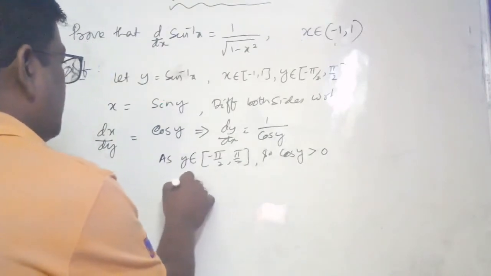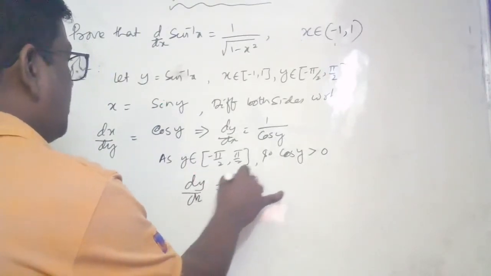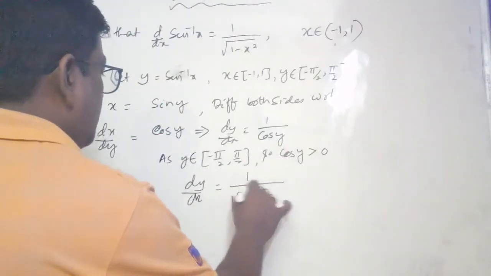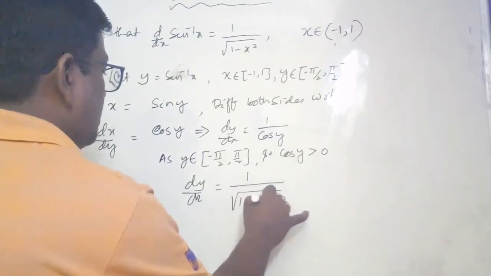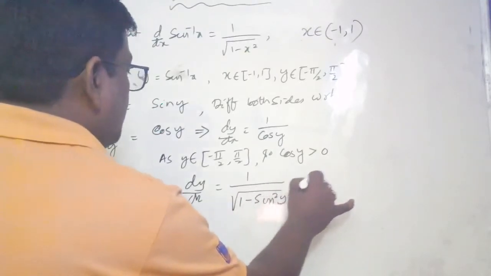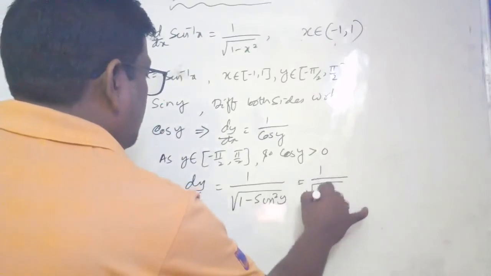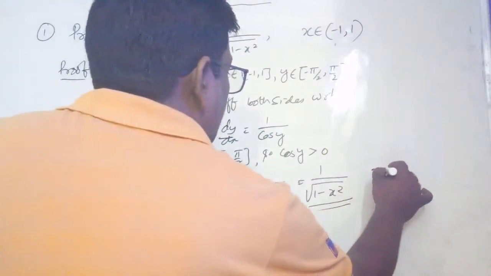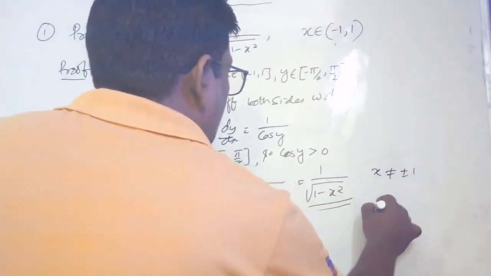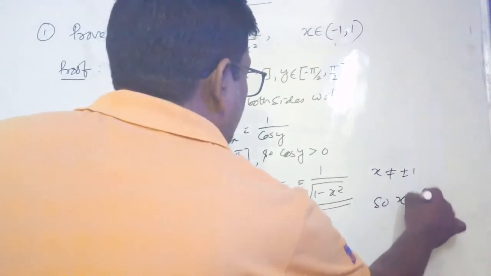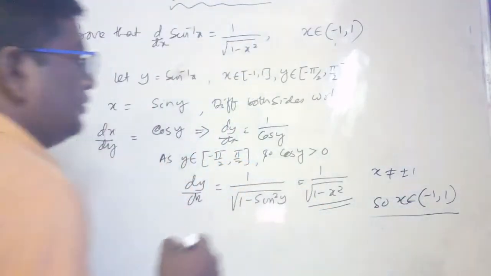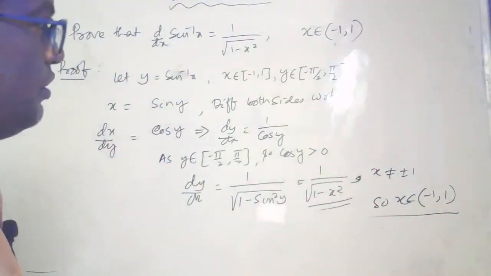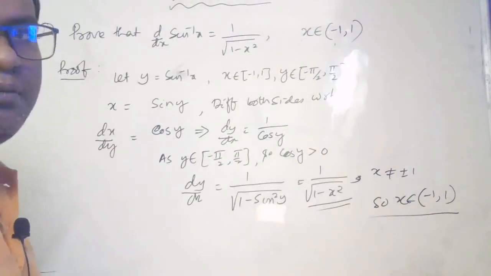So dy by dx is equal to 1 by root over 1 minus sin square y. But what is sin y? It is x, so 1 minus x square. Here x not equal to plus or minus 1, so x belongs to minus 1 to 1. This is the proof for sin inverse x.